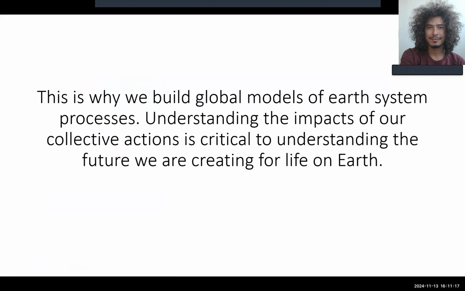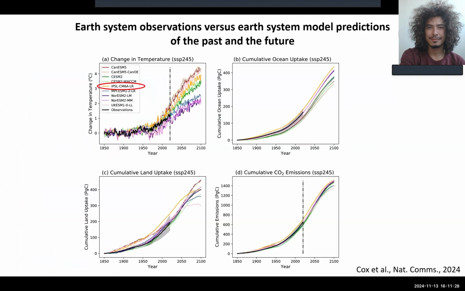So this is why we build global models of Earth system processes, because we want to understand the impacts of humanity's actions for the future of life on Earth, essentially. And so we build these models, and they make predictions of what happens when we increase emissions. And this is just to show you that there are many, many different models from many different countries, and they don't have the same outputs. But in yellow there is the model that we developed, which is the IPSL Earth system model.